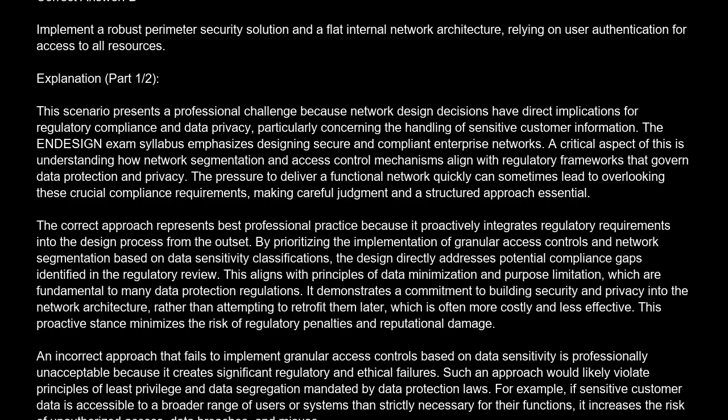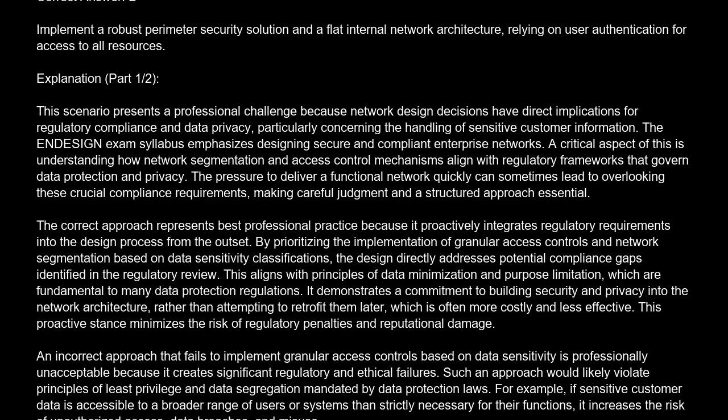The correct approach represents best professional practice because it proactively integrates regulatory requirements into the design process from the outset. By prioritizing the implementation of granular access controls and network segmentation based on data sensitivity classifications, the design directly addresses potential compliance gaps identified in the regulatory review. This aligns with principles of data minimization and purpose limitation, which are fundamental to many data protection regulations.